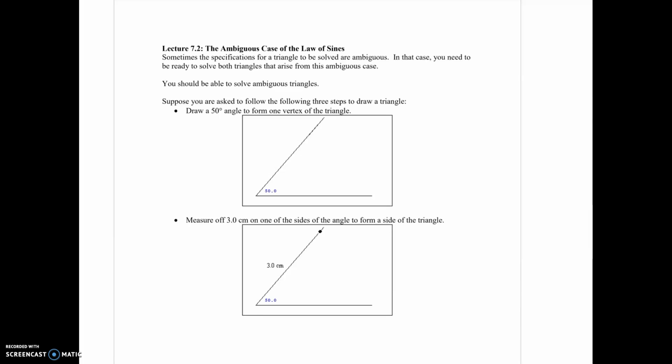So let's suppose that you are asked to follow the following three steps. Step number one, you have an angle of 50 degrees, so you draw an angle of 50 degrees. Step number two, you have a side of length 3.0 centimeters. And step number three, from that you have another endpoint and you have a side length equal to 2.5 centimeters. Okay? Some people would draw the 2.5 side kicked out to the right as shown below.